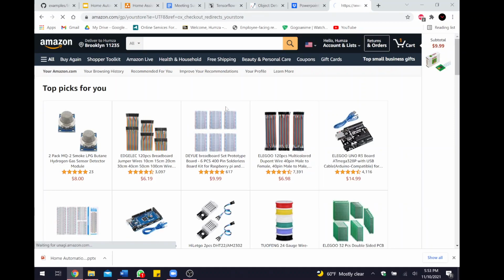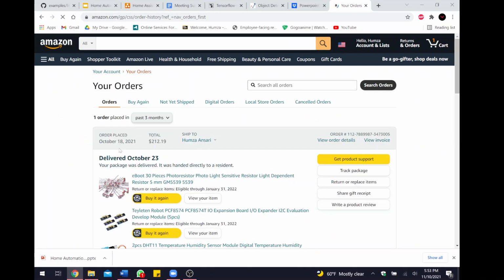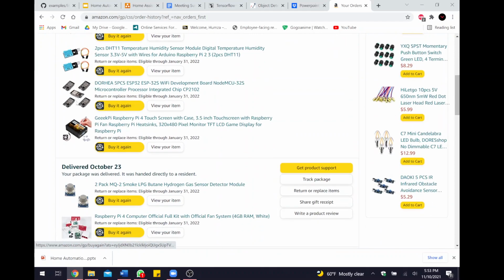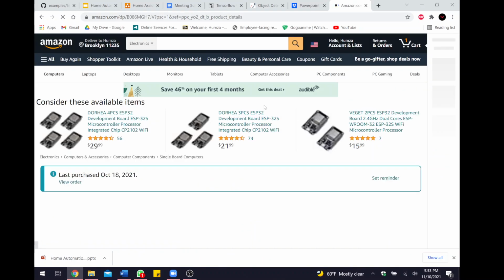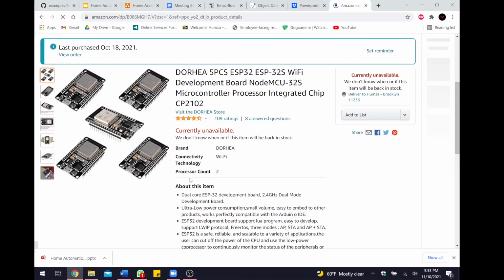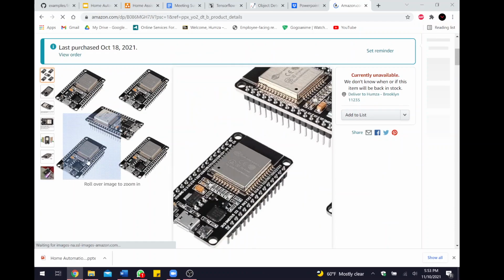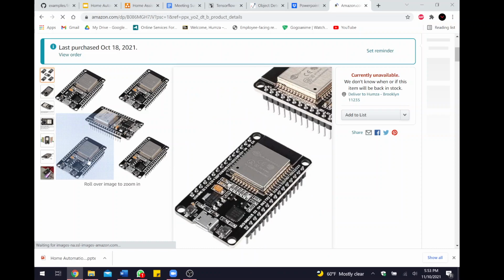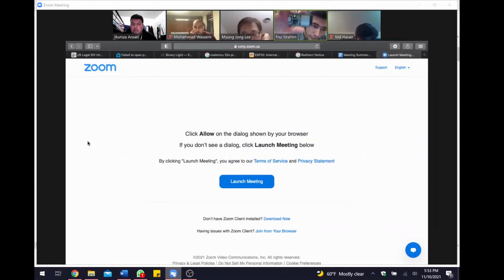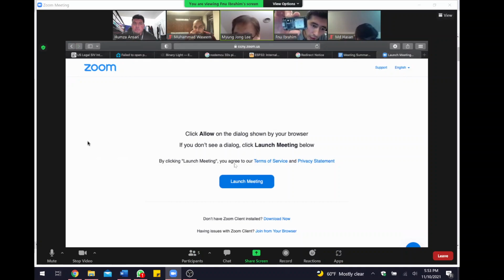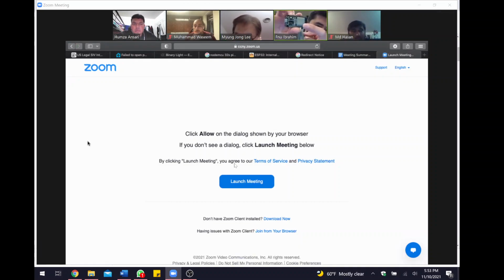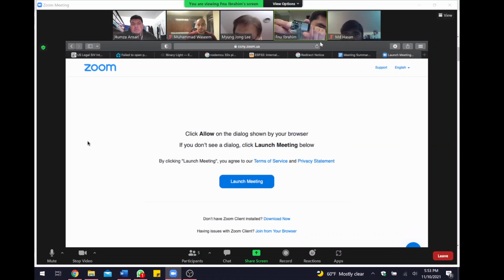Let me show how it looks. Can you show me the ESP32? Sure. Here we go. So here is the ESP32. This is the microprocessor, this is the chip, and this is the USB connector.